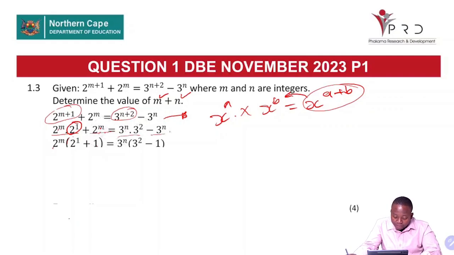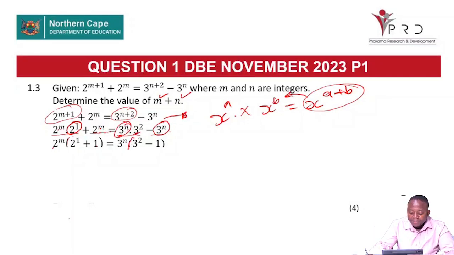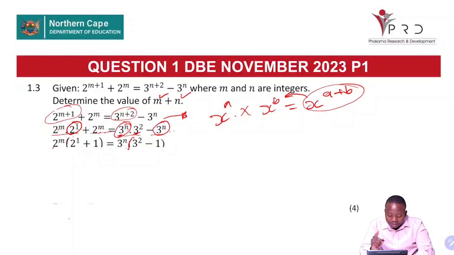We look for any of the like terms. Now, if we check 3 to the power n, it exists on both sides. So it is our common factor there. So we take out that common factor, which is 3 to the power n. For the first one, we remain with 3 to the power 2 minus 1. Then we divide, and the second term also remains with 1.